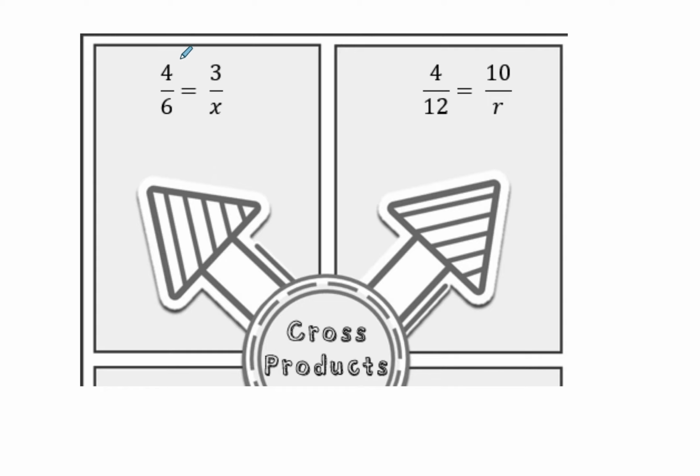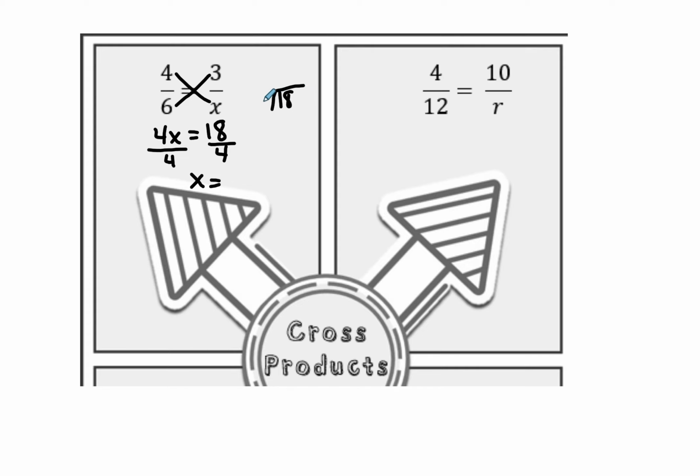So first one, I have 4 over 6. 4 is to 6 as 3 is to x. I don't see an easy multiplication pattern side to side or up or down. So I'm going to do cross products. 4 times x is 4x. 6 times 3 is 18. To get x by itself, we divide by the number in front of it. So now we're going to do 18 divided by 4.